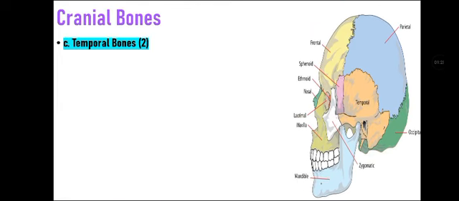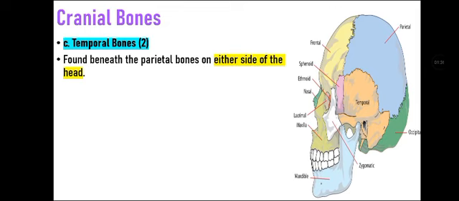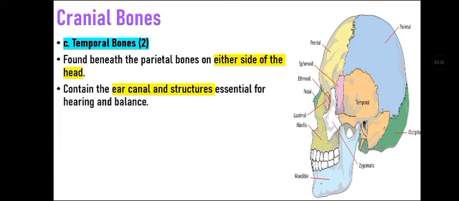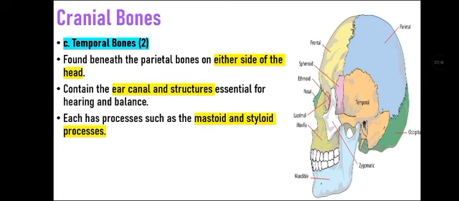Next bone in cranial bones we have is the temporal bone. As you can see in the diagram, the orange color bone at the side is the temporal bone. It is a paired bone. It lies beneath the parietal bone on either side of the head. It contains the ear canal and structures essential for hearing and balance. Each has processes such as the mastoid process and styloid process.